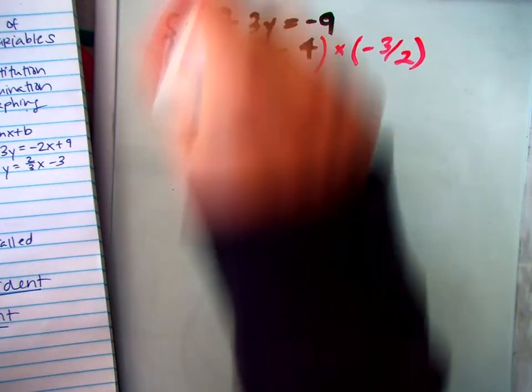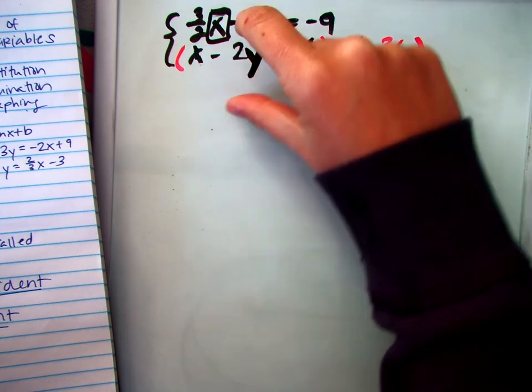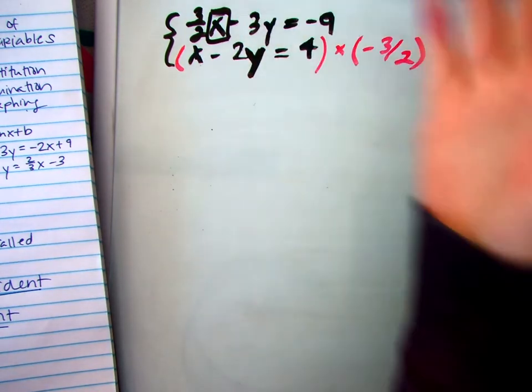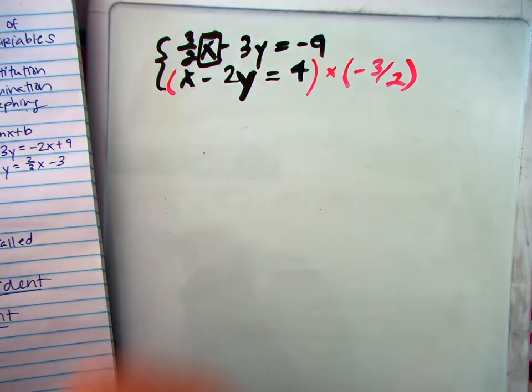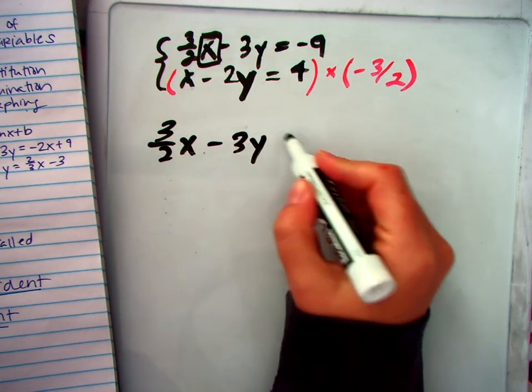And to me, that's just easier because it has a coefficient of 1. In order to eliminate the y's, I would have to multiply them both by something. Maybe you don't want to multiply by a fraction, and that seems better to you. It's up to you. All right, so first equation, 3/2 x minus 3y equals negative 9.